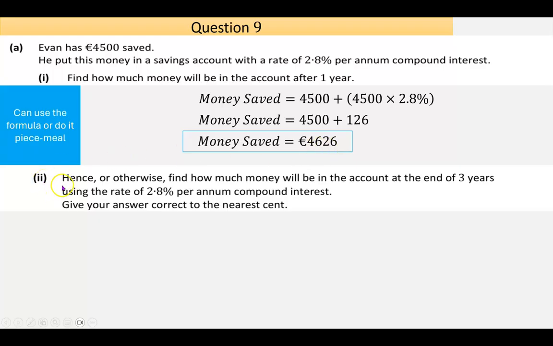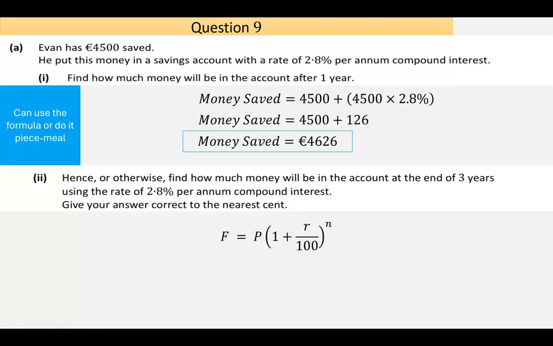Now, part two says, hence or otherwise, because you could just keep going, find how much money will be in the account at the end of 3 years using the rate of 2.8% per annum compound interest. So the percent hasn't changed. You could just get 2.8% of this new number and add it on, and then get 2.8% of that answer and add it on and be done. Now the final thing says, give your answer correct to the nearest cent. But let's get an answer first.